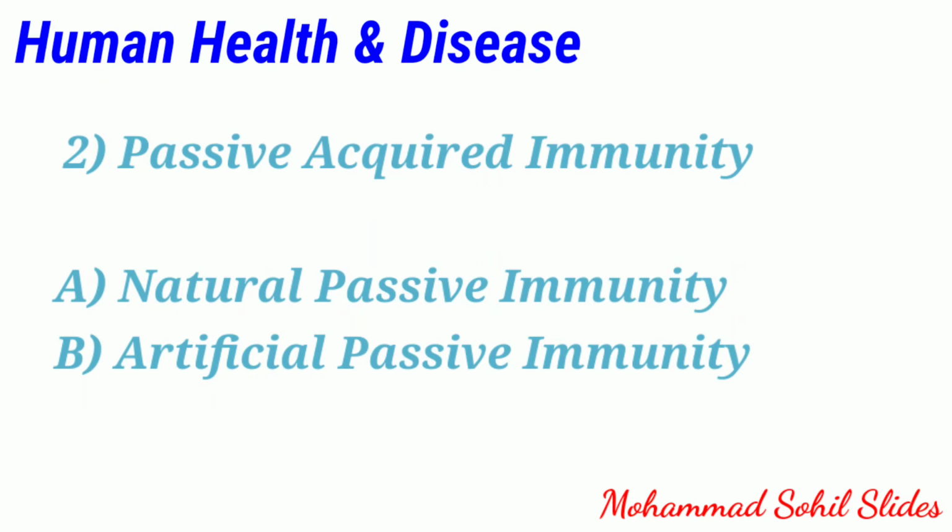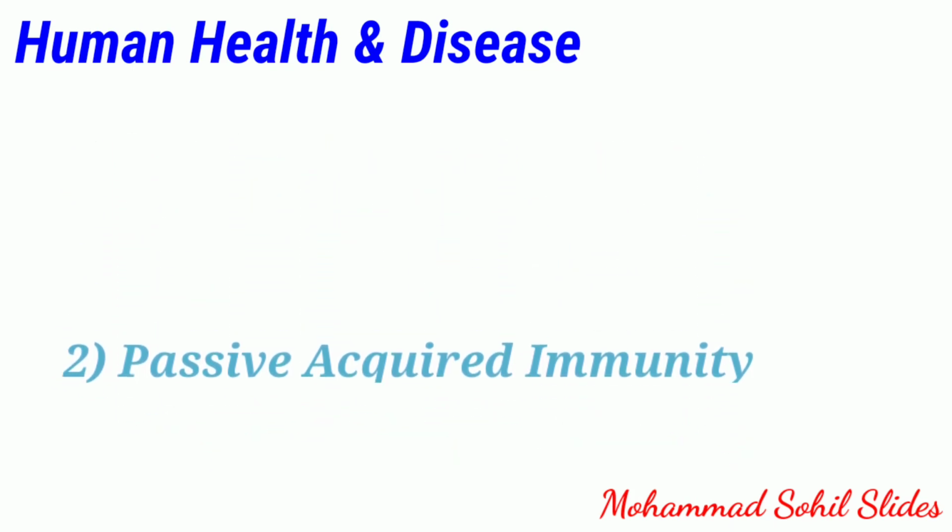Then second, artificial passive immunity. This immunity is developed due to transfer of antibodies in the body which are developed in another individual. This transfer is done by giving injections. For example, antibodies for tetanus are developed in a horse, then they are transferred into the human body.